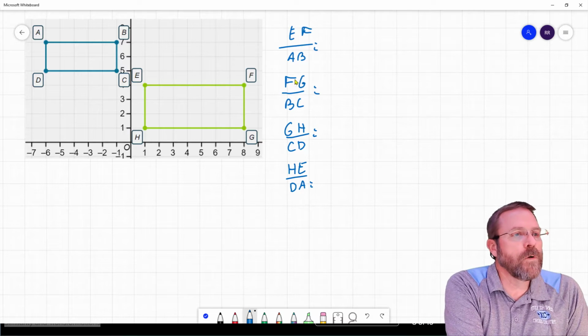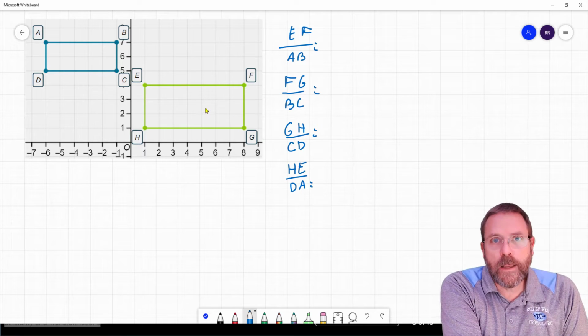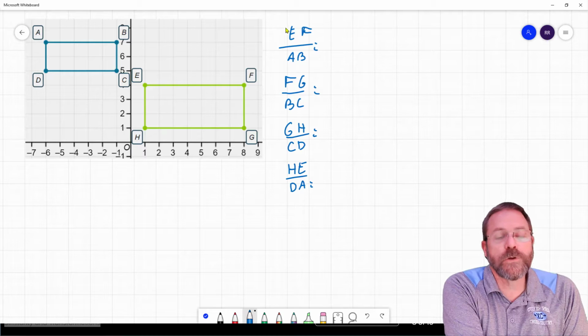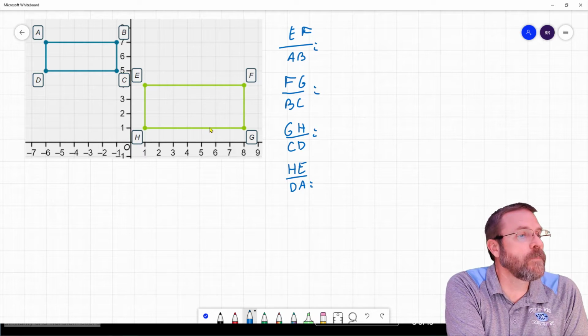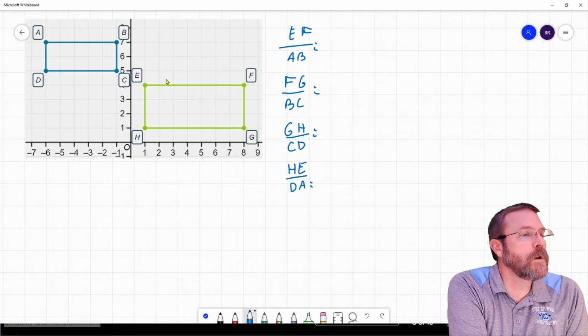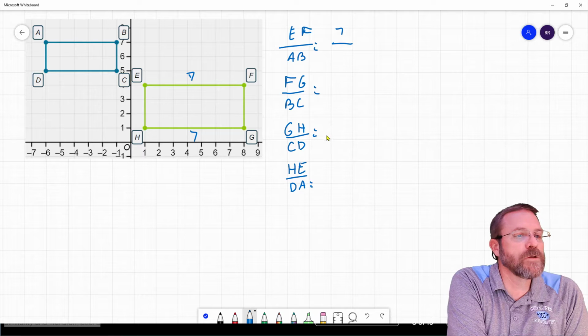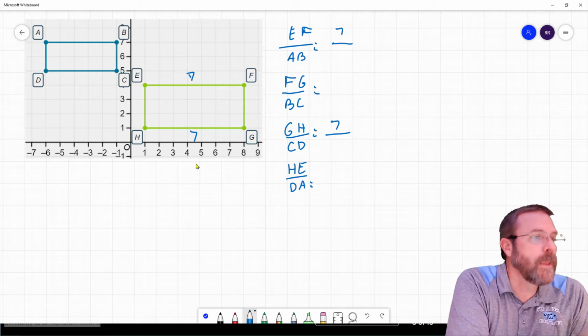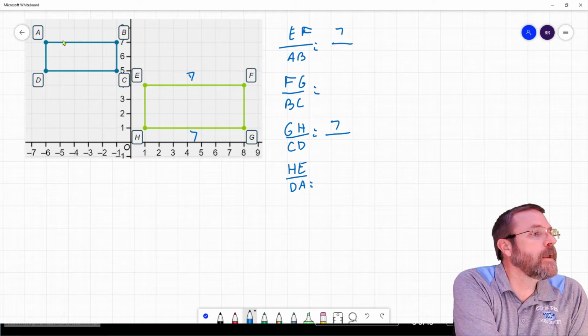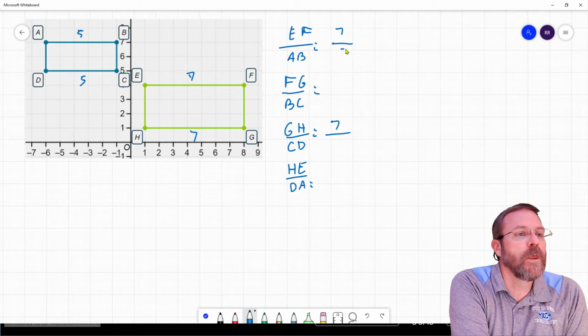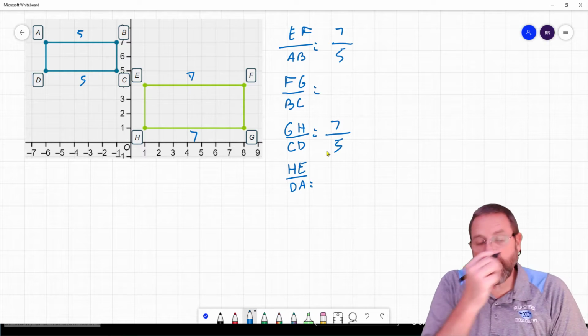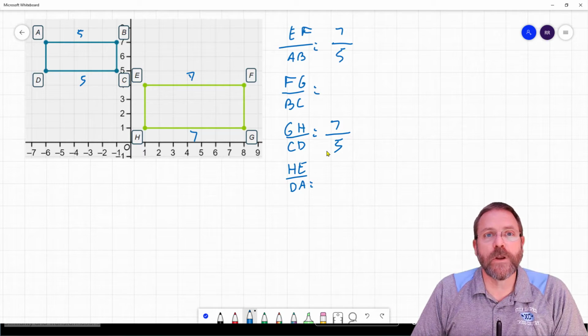I went and wrote up the ratios comparing my image to my pre-image. The image goes on top, the pre-image goes on the bottom. From here, side EF is 1, 2, 3, 4, 5, 6, 7. So that's going to be 7 across, which will also be 7 there. So EF is going to end up being 7, and I can also say that GH is going to end up being 7. And then from there, I'm going to compare that to AB, 1, 2, 3, 4, 5. So I can put a 5 here and a 5 there. So right now, the ratio I have for those two is going to be a 7:5 ratio.